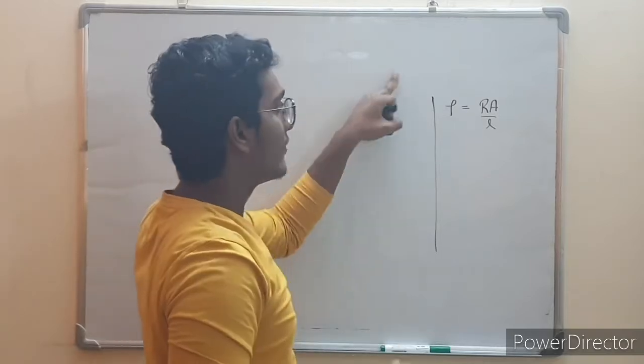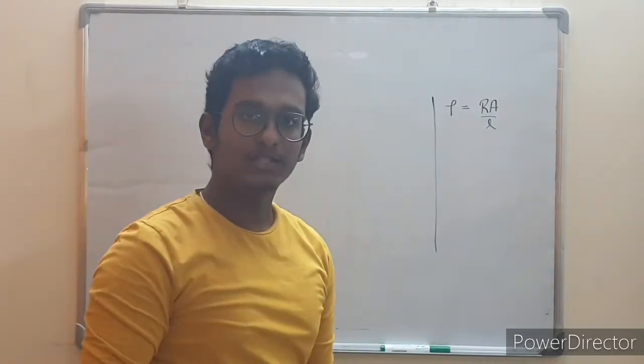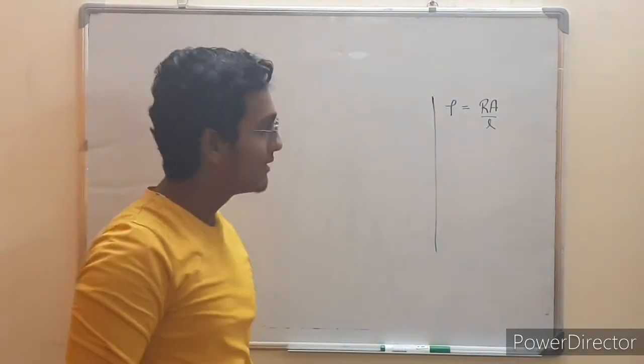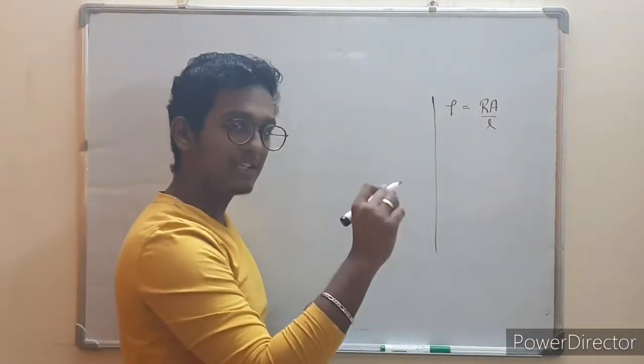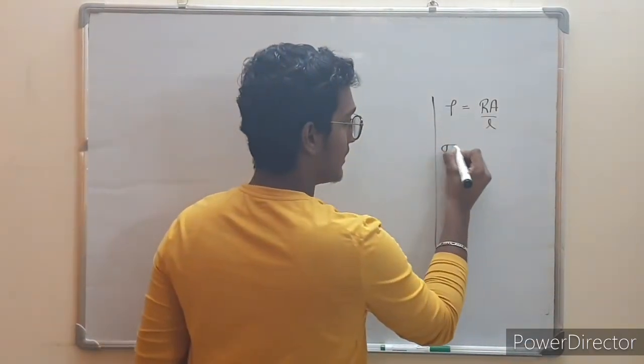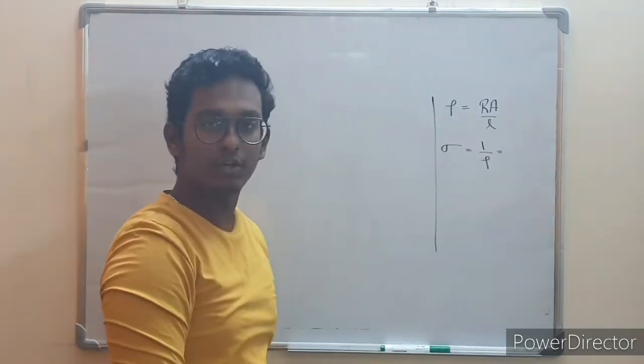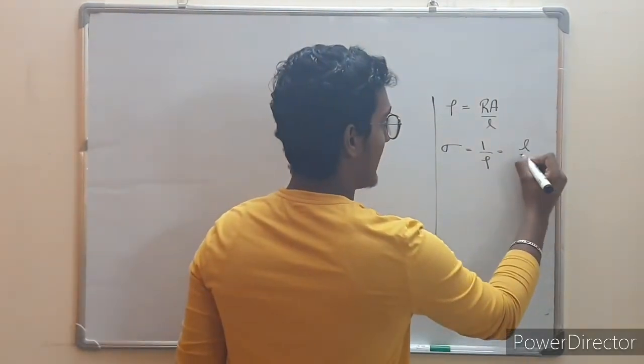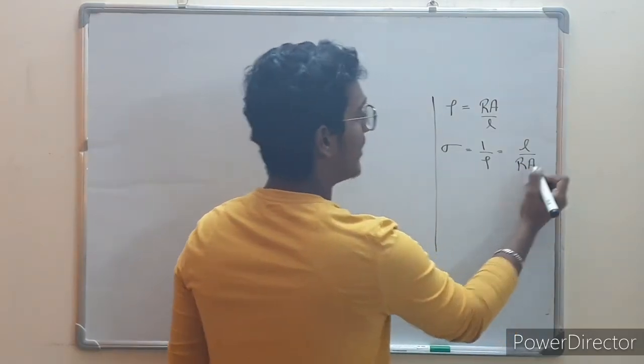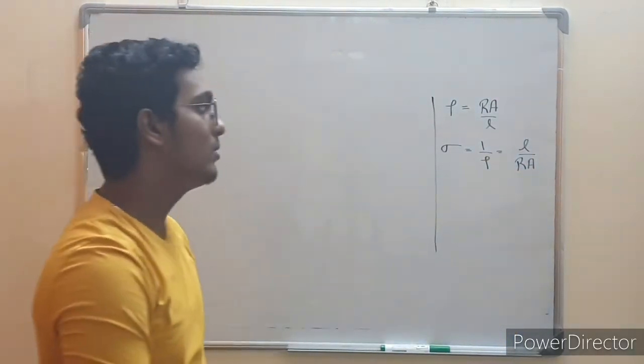Then we need to know that conductivity is just the reciprocal of resistivity. Conductivity is represented by sigma, is 1 by resistivity. So if you substitute resistivity over here, you'll get L divided by RA. So this is conductivity now.